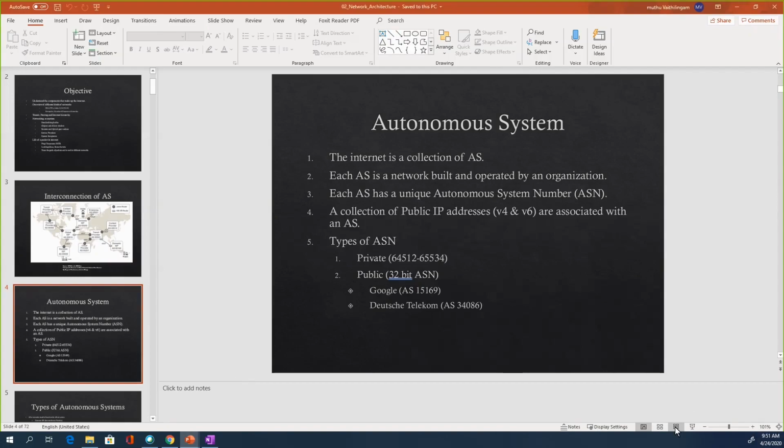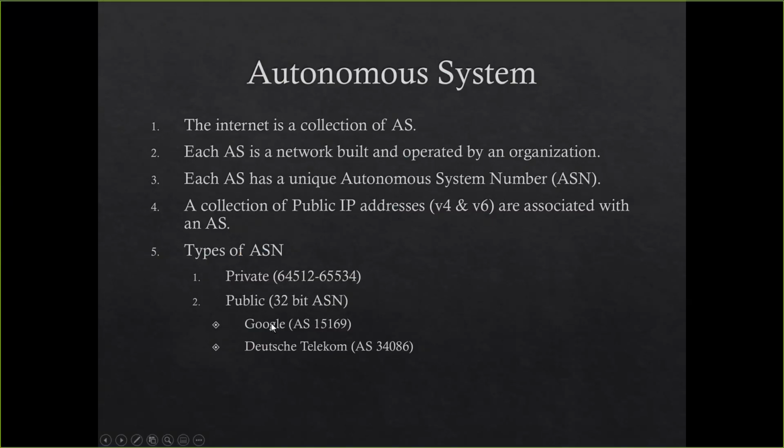So we learned that you need an autonomous system number, and you need some public IP addresses so that networks can connect to you. For example, Google has an autonomous system number of 15169. Deutsche Telekom has an autonomous system number of 34086.